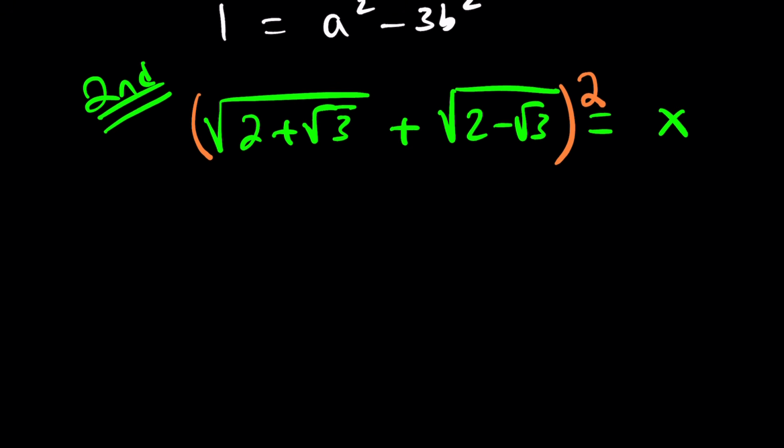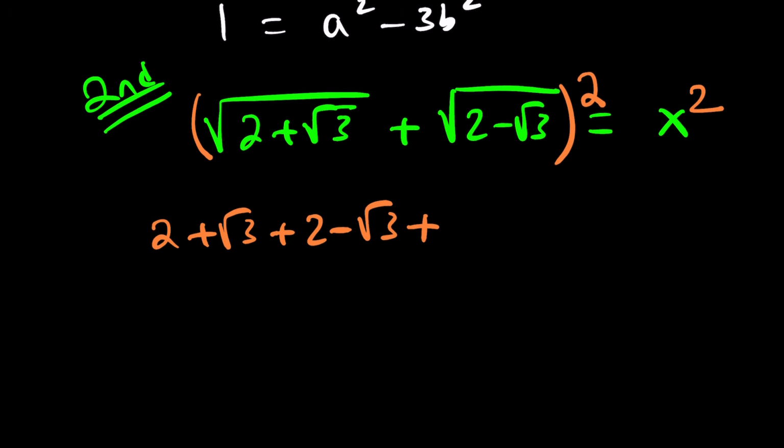Square both sides. And then now, on the left-hand side, you have a plus b, or the sum of two things. When you square, you're going to get a squared, b squared, and then plus 2ab. But remember, this is 2 times 1. Because when you multiply these two things, you get 4 minus 3 from difference of two squares. Did I tell you? Difference of two squares is super duper important. You have to memorize it, okay? Very important. And this is equal to x squared.